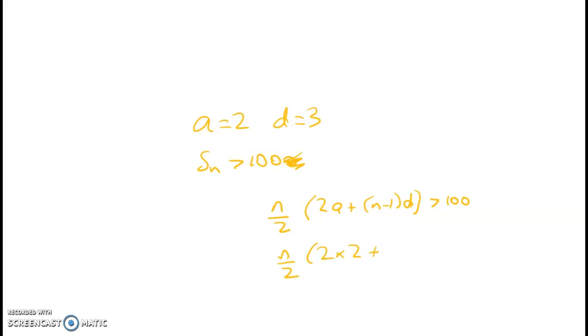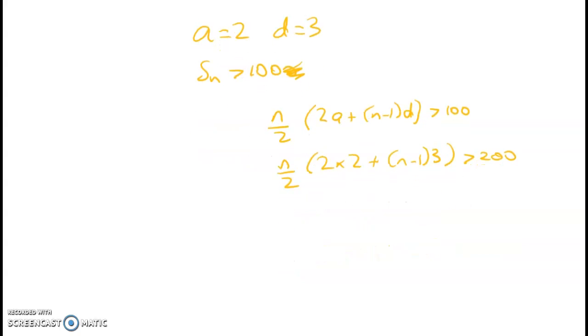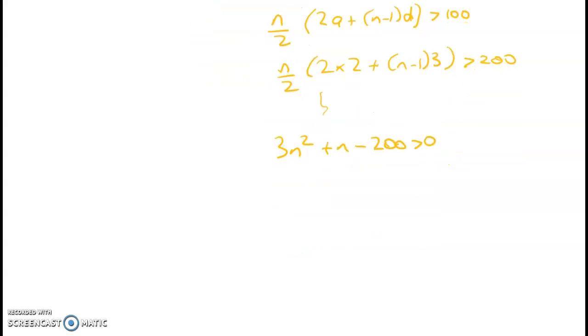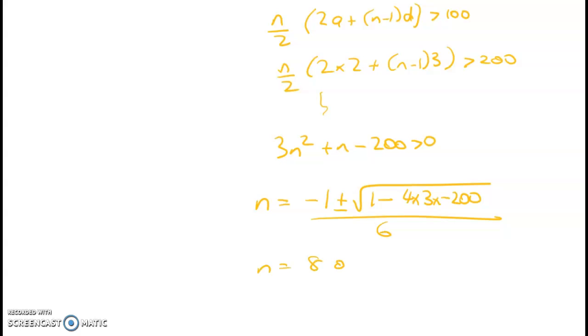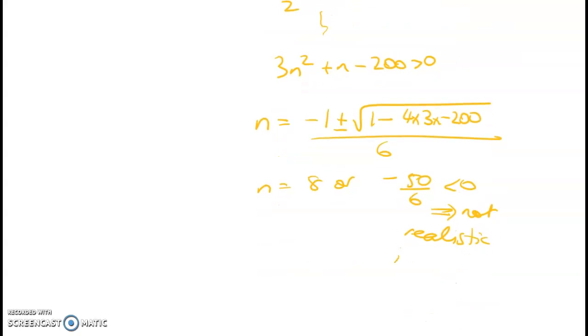So we've got this. And we've got a couple of lines of working, or at least one, and then we have 3n squared plus n minus 200 is greater than 0. So solving that with the quadratic formula, just to make sure we're practicing that, gives me this. Two values of n: n is equal to 8 or negative 50 over 6. So it's not realistic for that negative one. So it's not realistic in context.